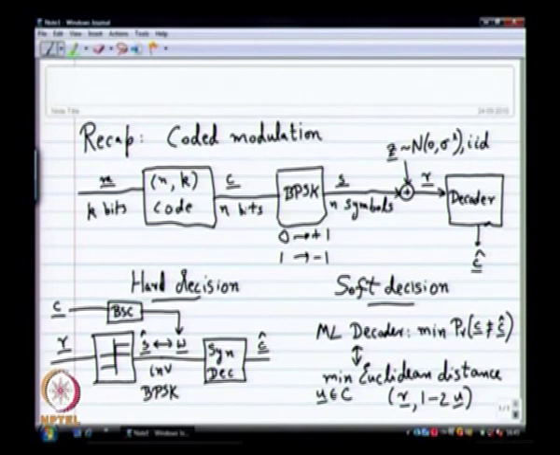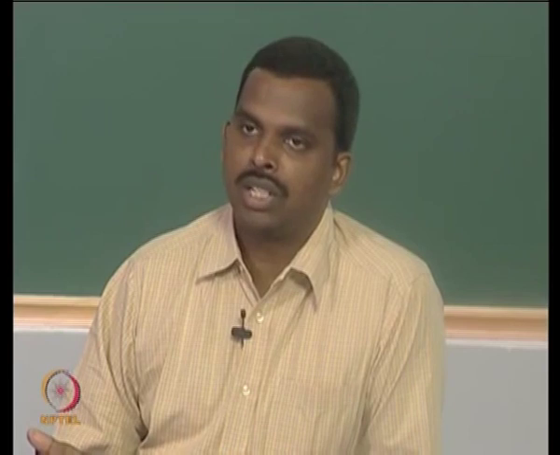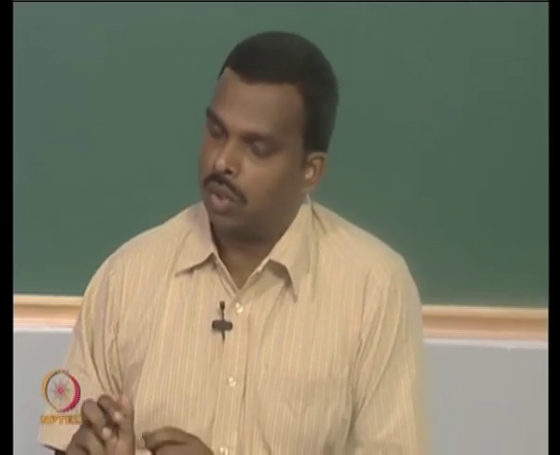But I quickly pointed out, I gave you a slightly non-trivial example, and I pointed out that it is going to become very difficult as n becomes large. As n and k become large, you have to do a lot of correlations, a lot of computations, completely impractical to implement. So, you can't do that.